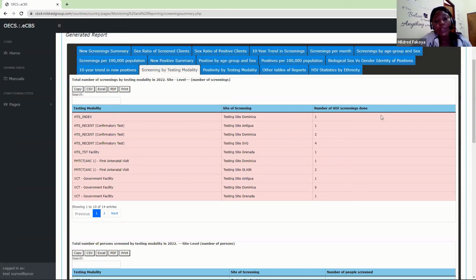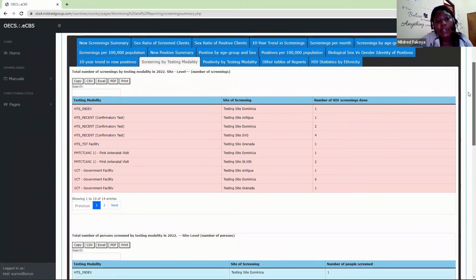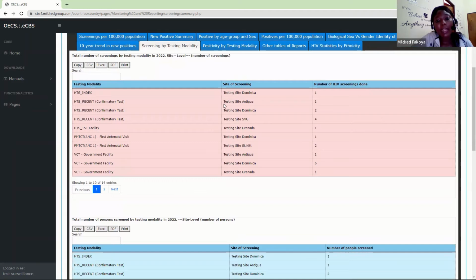It gives you the number of screenings and then the number of persons screened at each site, and then the number of screenings and the number of persons screened on the national level. So the first table breaks it down by the sites of screening and the different modalities of testing. So you know how many VCT providers did testing at this testing site, and the VCT provider is a government facility. You know how many screenings were done during the first antenatal visit and from each testing site. You know how many confirmatory tests were done and the sites that did the confirmatory test.